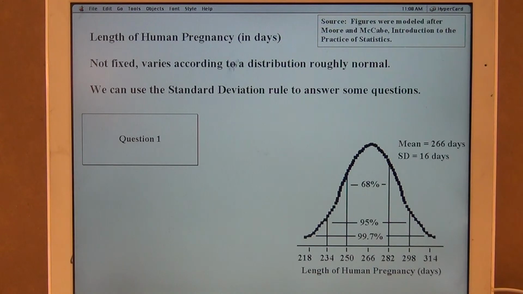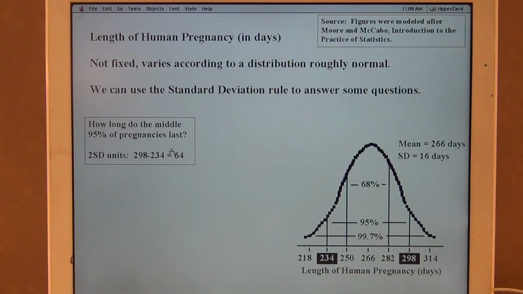The length of human pregnancy in days. So the length of pregnancy is not fixed. It varies according to a distribution that is roughly normal. Sort of looks like this. And we can use the standard deviation rule to answer some questions. Now, the mean of this distribution, the average number of days for pregnancies, is 266, and the standard deviation is 16 days. Let's take a look at question 1.